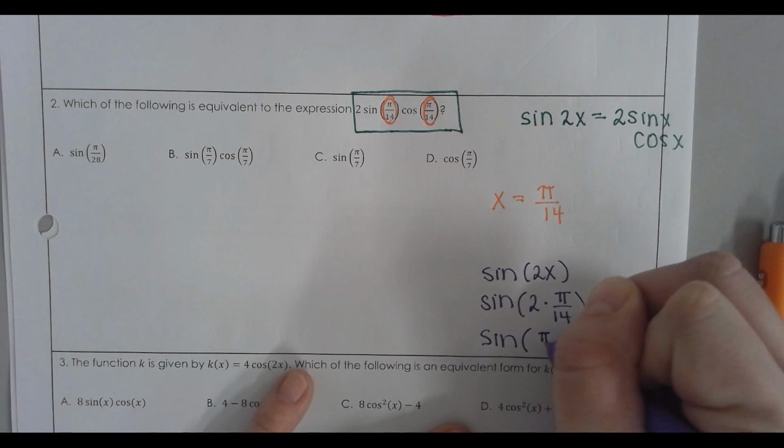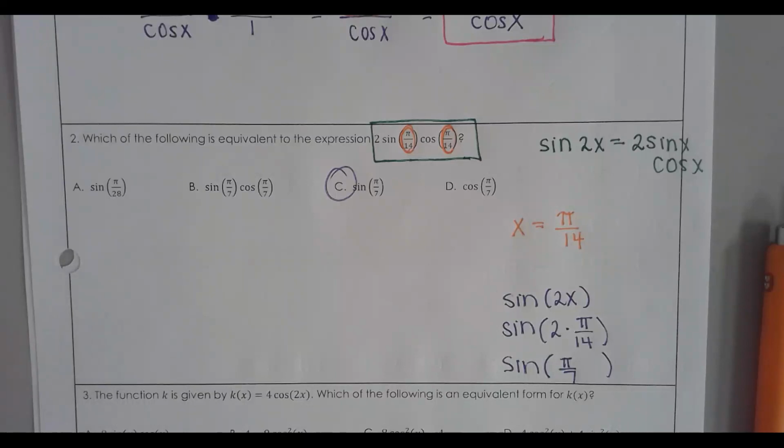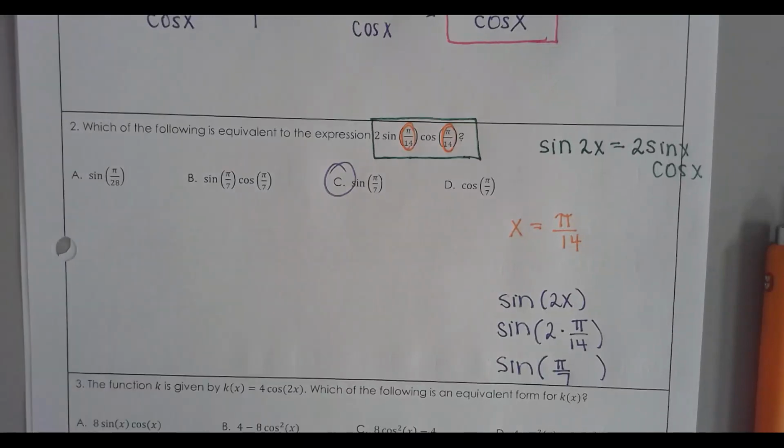There's no way you could get this without knowing this identity, to be able to do questions like this.